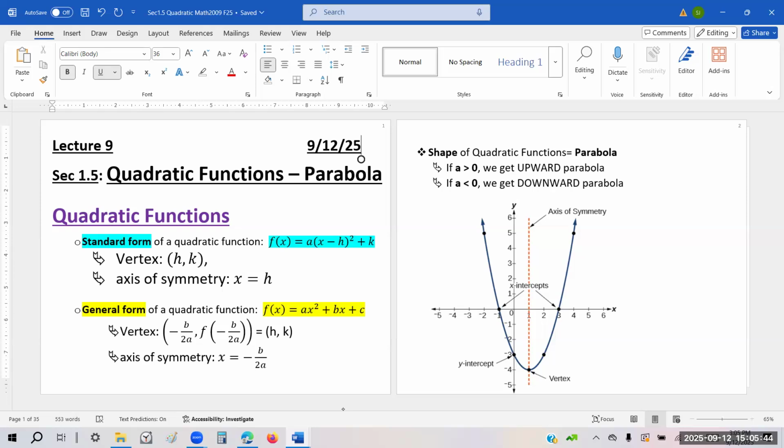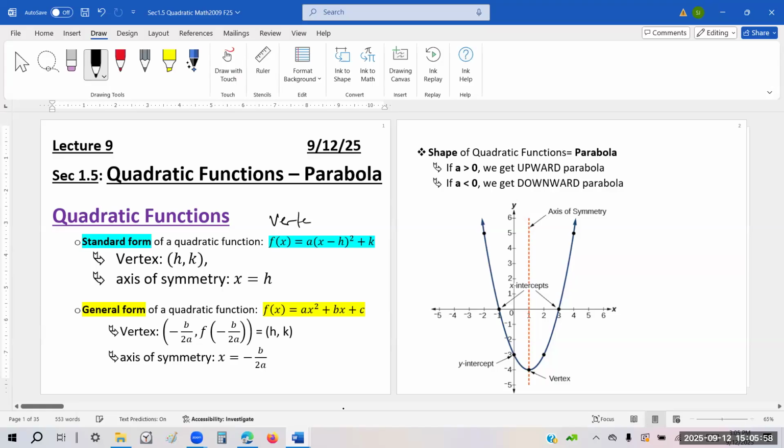Okay, so quadratic equations or quadratic functions. Quadratic functions have two formats. One is standard form or vertex form. I actually like to call them vertex form because in our school we are taught this is the vertex form. So we have vertex form and we have general form.